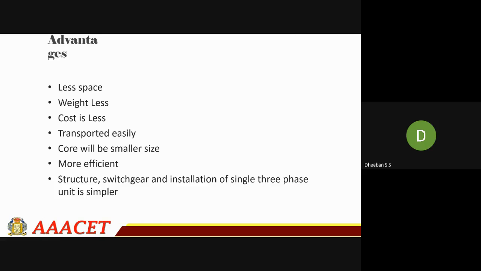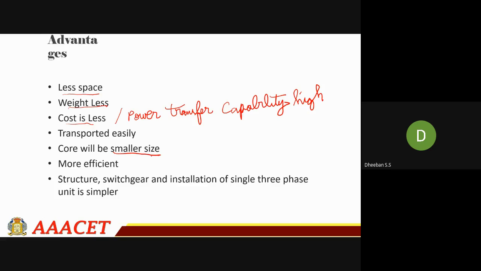So mainly the advantages of your three phase is that it occupies less space and weight. Okay. So the cost is also less. At the same time, your power transfer capability is also very high. So the transport is easy. The core will be smaller in size. Okay, more efficient.